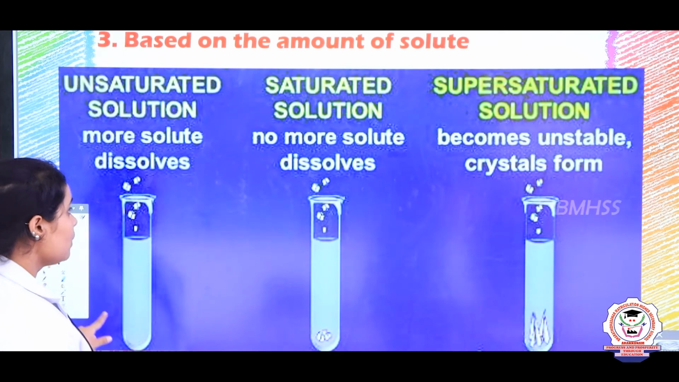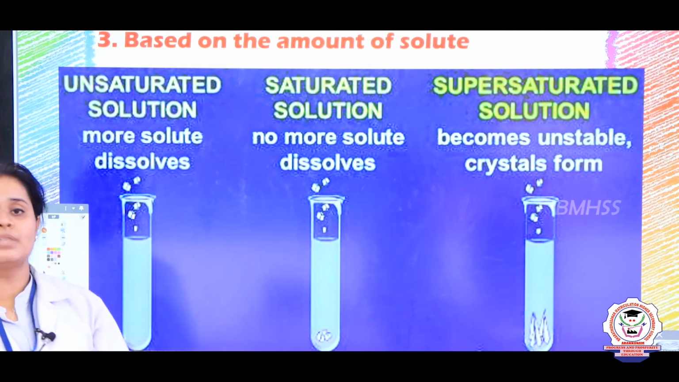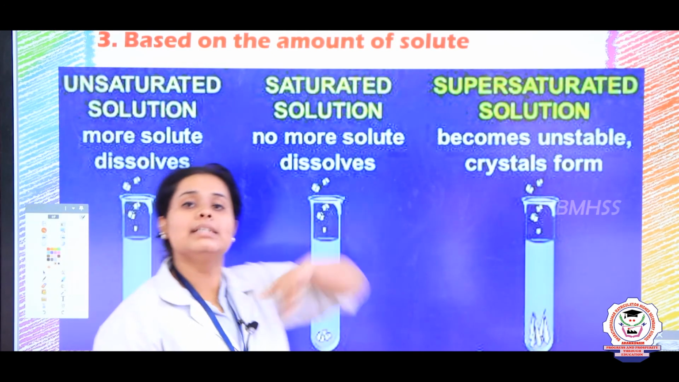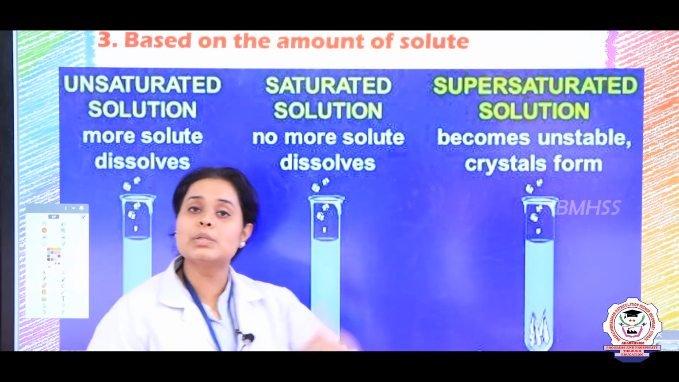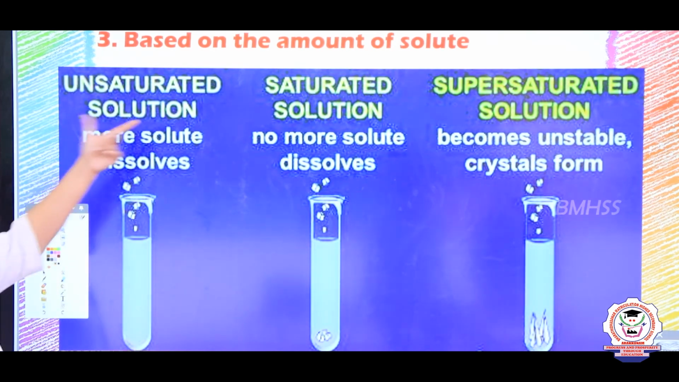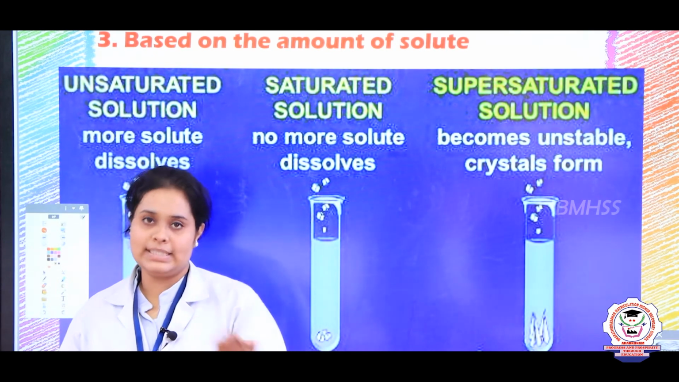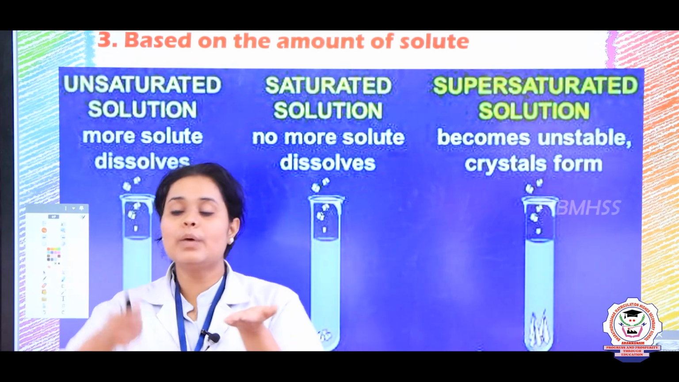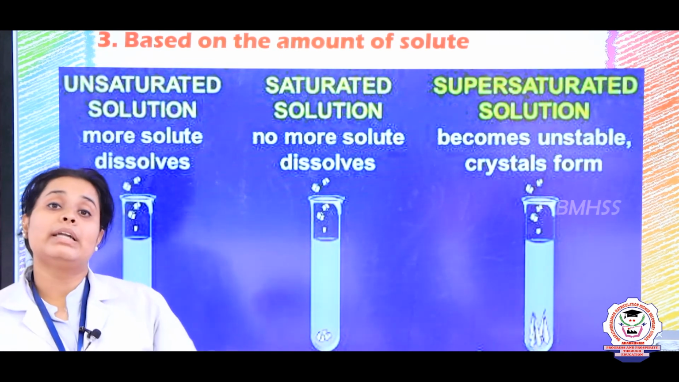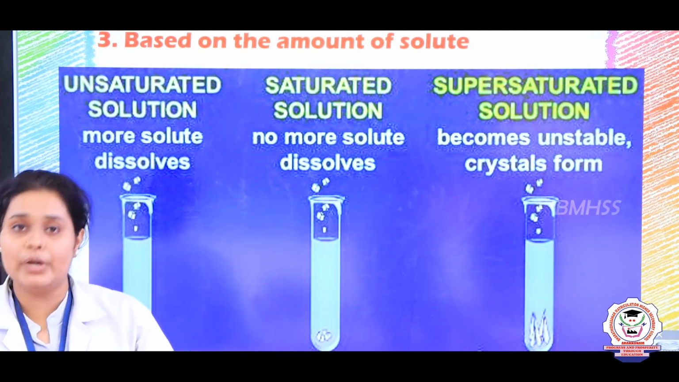So here you can see that there are three main types of solution. One is unsaturated solution, another is saturated solution, and the last one is supersaturated solution. Unsaturated solution means, when I take 1 cup of tea and add 1 spoon of sugar, it will mix, right? But if I just keep on adding, what will happen? It won't mix after a point, right?